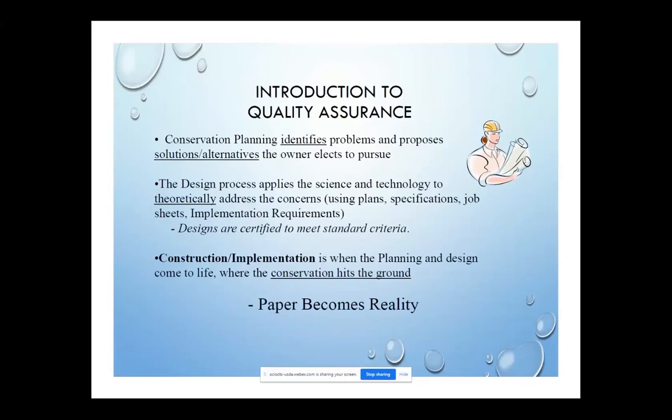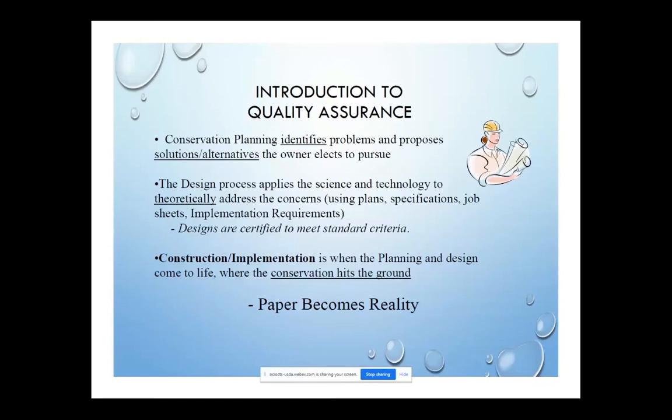So what is quality assurance? To this point, we've been talking about conservation planning and identifying problems and proposing solutions that the owner may elect to pursue. The design process applies the science and technology and engineering theoretically to address those concerns. You know, we've done the plan, we've written up what people should be doing to do better, but then there's directing that work and giving the directions in project specifications, job sheets, implementation requirements. And designs are certified by individuals with the background, with the professional certification and giving that legal professional license to then say, we can tell the landowner what to do beyond this point.